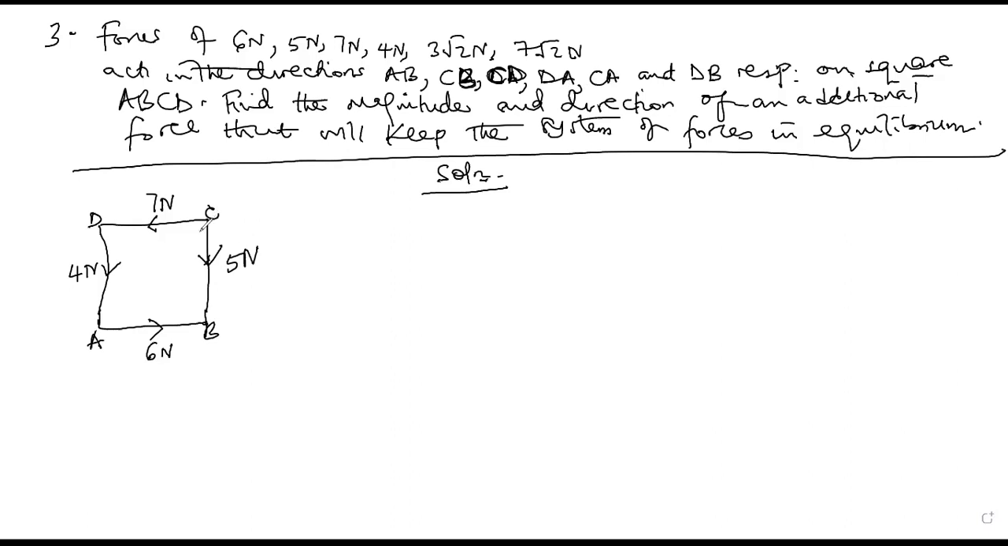CA, that is 3 root 2 newton. Then DB, that is 7 root 2 newton.